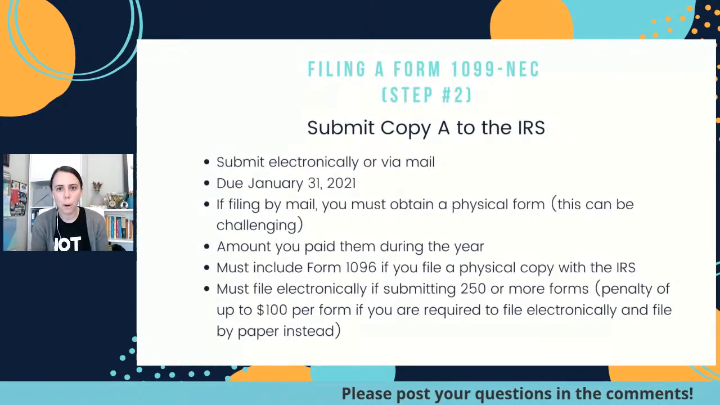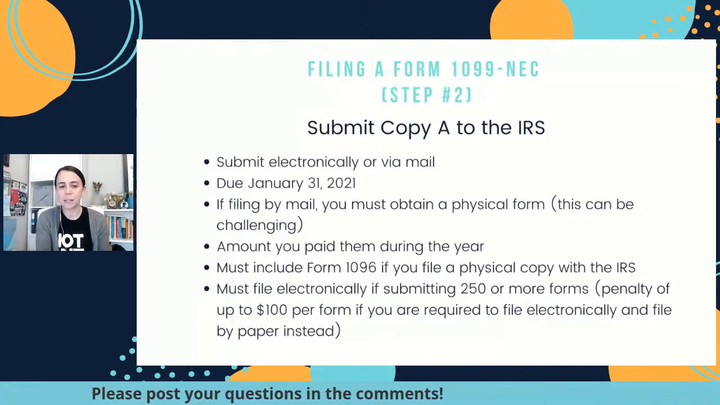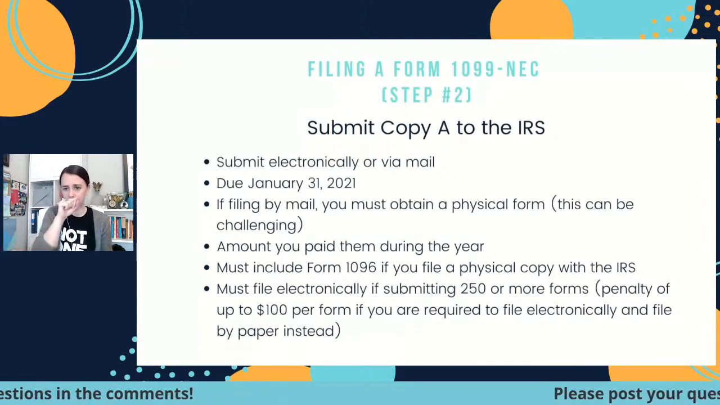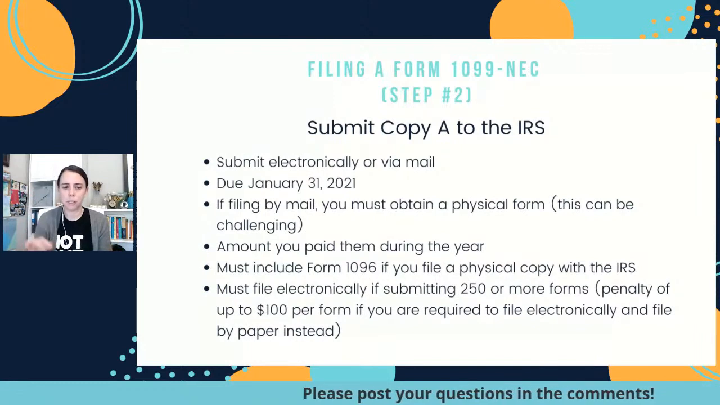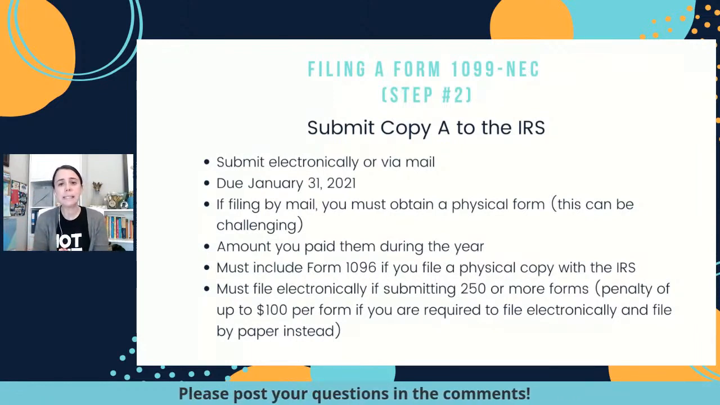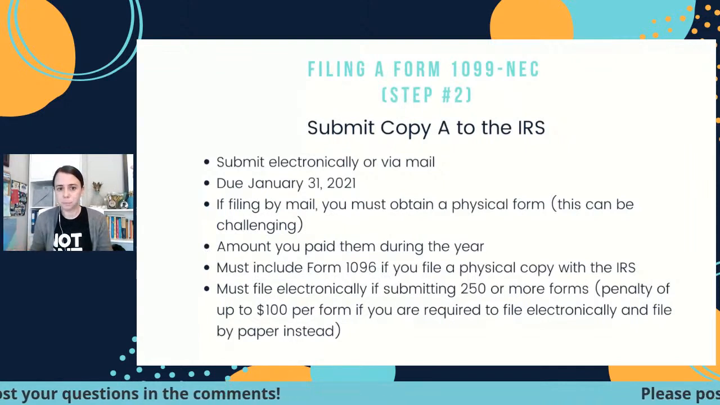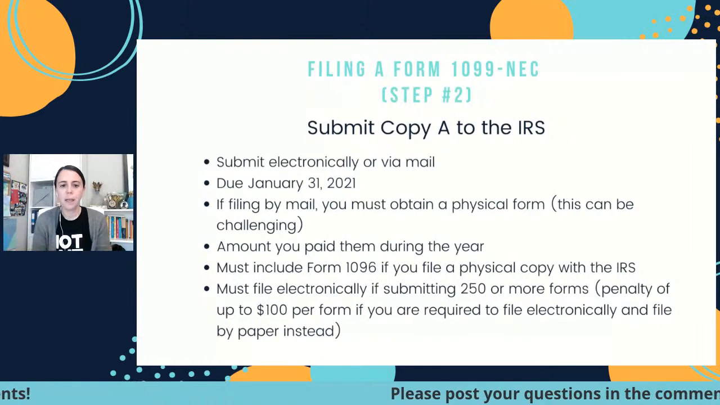Now, every Form 1099 has a couple of copies. One copy is going to go to the IRS. One copy is going to go to the taxpayer. We're going to talk about each copy separately. Copy A is going to go to the IRS. Now, you can submit this to the IRS electronically or via mail, and it's due by January 31st of this year, by the end of the month.